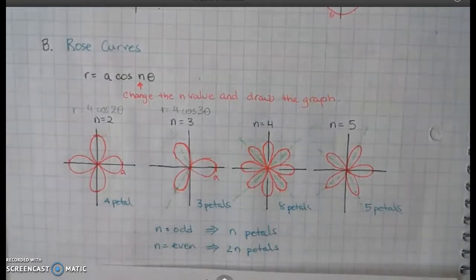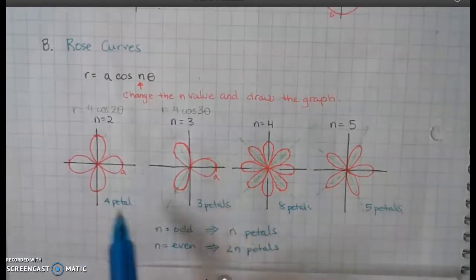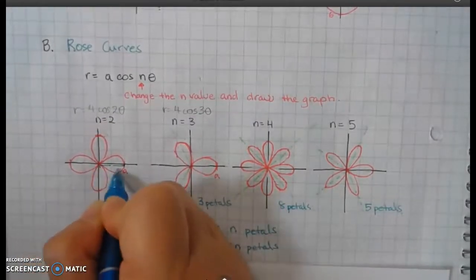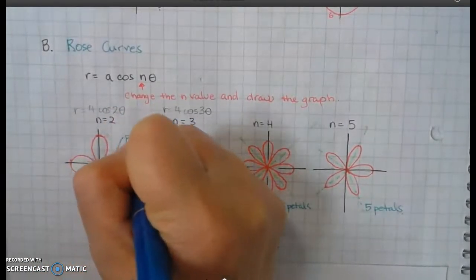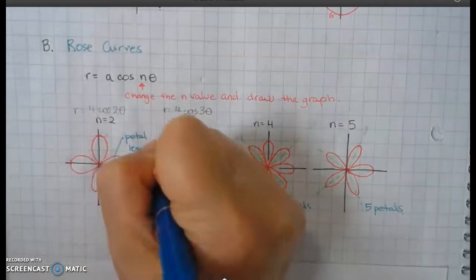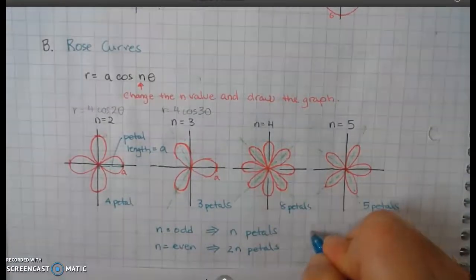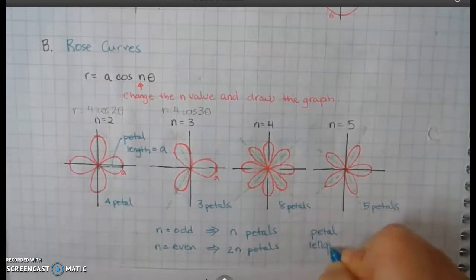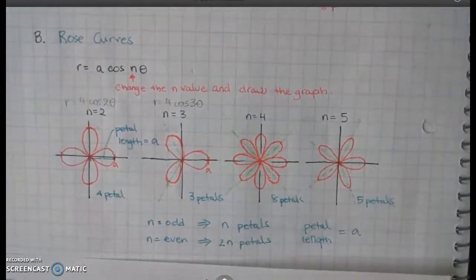Is there any difference with the a? Well, the a is going to determine what we call petal length. Okay, so this distance right here is going to be called petal length, and that is determined by whatever the a value is. So petal length is going to be the same as a. Alright, so that's the quick summary of what you should have observed.